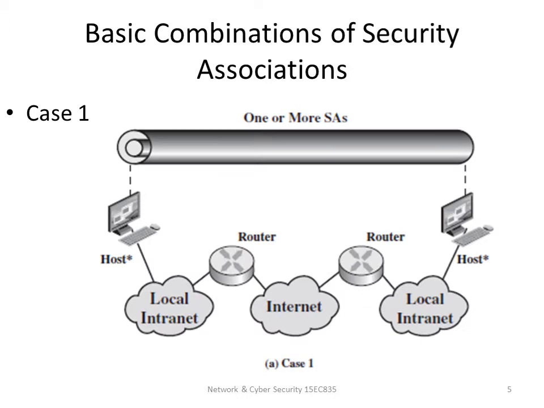This is case 1 and represents the combination of security associations. We can see that the lower part is the physical connectivity and the upper part is the logical connectivity. So between the host ends, one or more SAs are connected, and each SA could be AH or ESP. We know that AH is a protocol that provides authentication of either all or part of the contents of a datagram, whereas ESP provides the actual encryption.